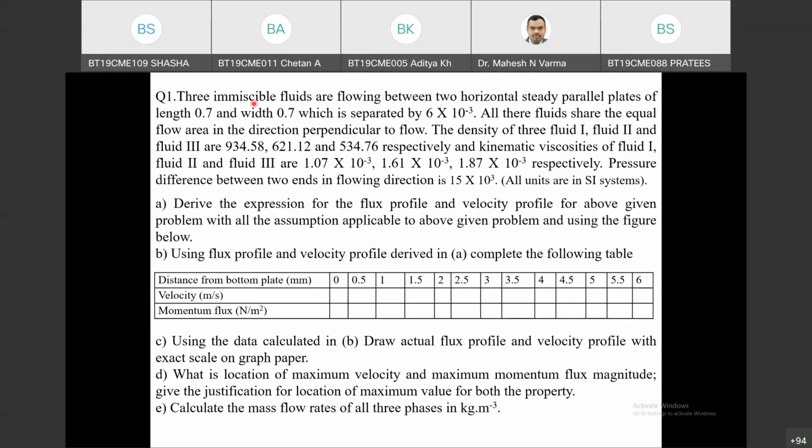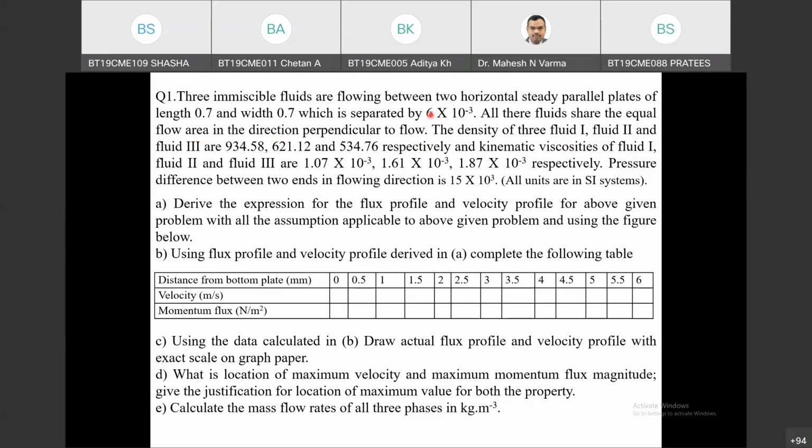Okay, three immiscible fluids are flowing between two horizontal steady parallel plates of length 0.7 and width 0.7. All the units are in SI units. Say 0.7 meter and 0.7 meter you can take. The plates are separated by 6 into 10 raised to minus 3 meter, that is, 6 mm.